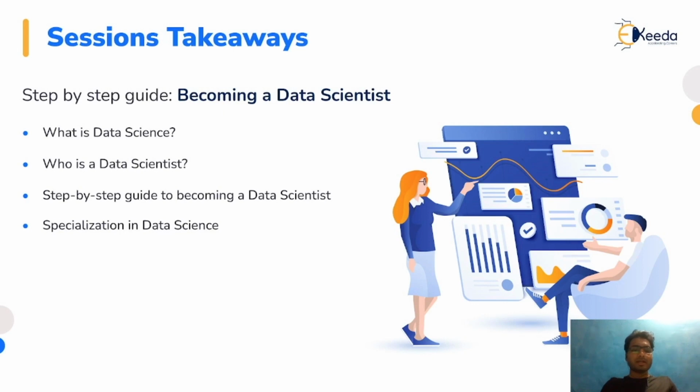Third is a step by step guide to becoming a data scientist. Here we will be seeing what steps you have to follow and what sequential things you have to do in order to become a data scientist, and what skill sets you have to become proficient in. And lastly, we will see what the different specializations in data science are.